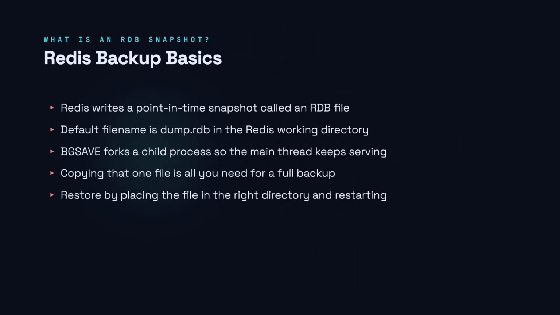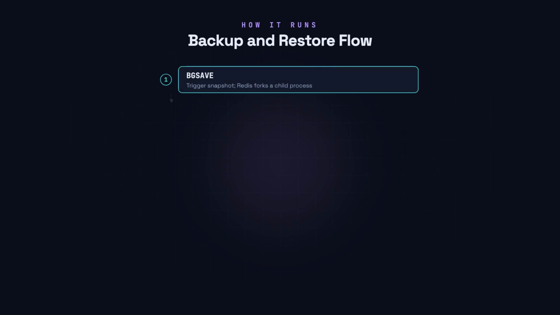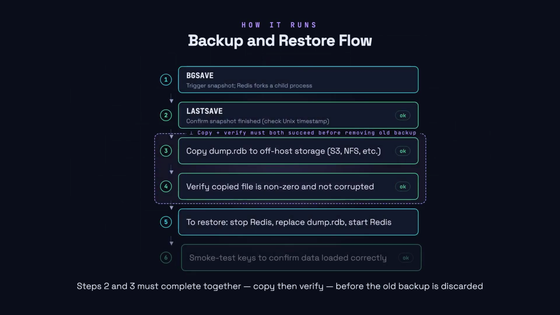No special tooling required. You trigger a snapshot with BGSAVE, then poll LASTSAVE until the timestamp advances. Once confirmed, copy the file off host and verify it before discarding any older backup. Restoration is the reverse. Drop the file in place and restart Redis.